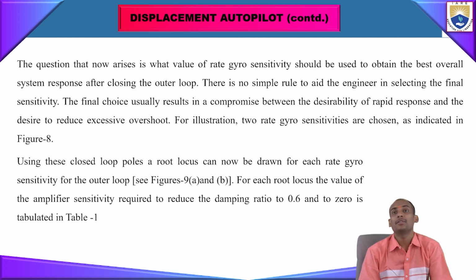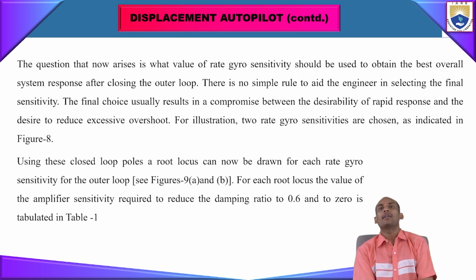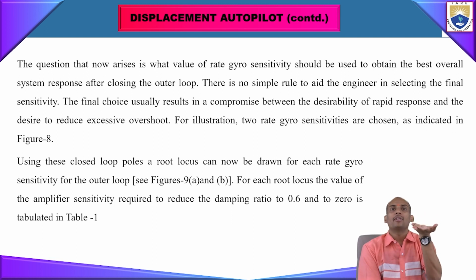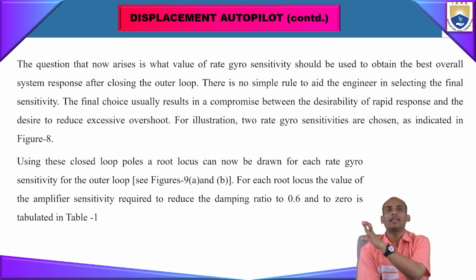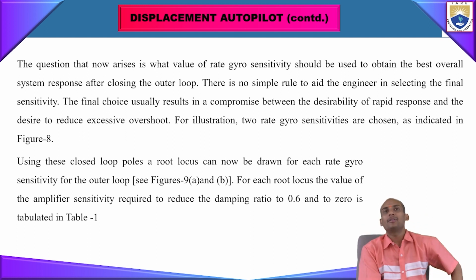For this illustration, two rate gyro sensitivities have been chosen, as given in this one. The rate gyro sensitivity matters for the best overall system response after closing the loop. For an engineer selecting the final sensitivity, the choice results in a compromise between the desirability of a rapid response and the desire to reduce the excessive overshoot.